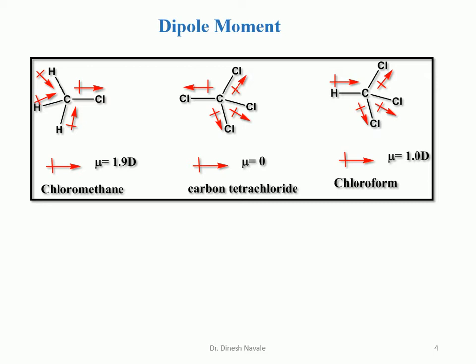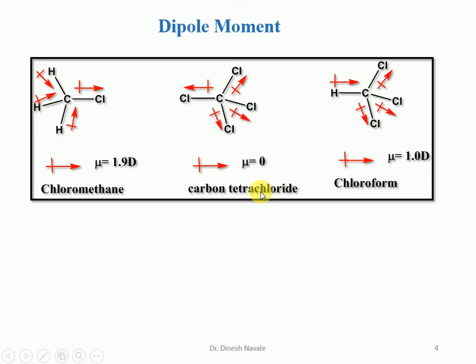In the case of carbon tetrachloride, all the atoms attached to the carbon are chlorine. So all 4 chlorines will try to withdraw the electrons towards themselves. But due to the tetrahedral nature, the dipole moment of one chlorine will be cancelled by the other 3 chlorine atoms. So the overall dipole moment of this molecule will be 0. This is carbon tetrachloride.